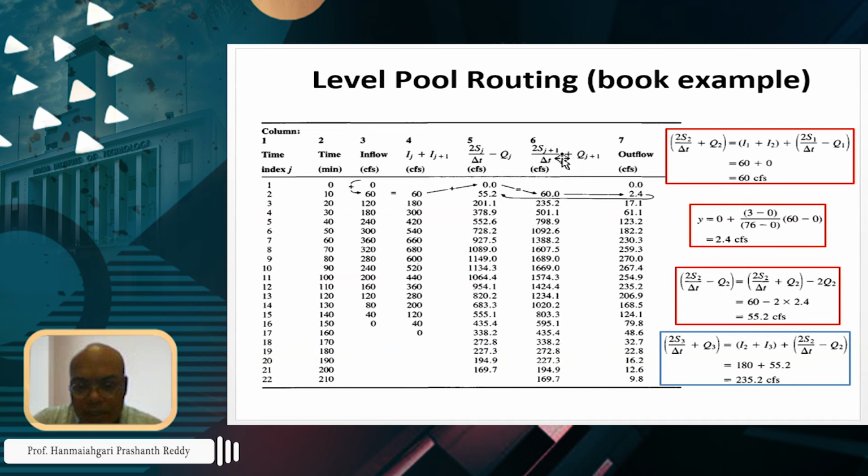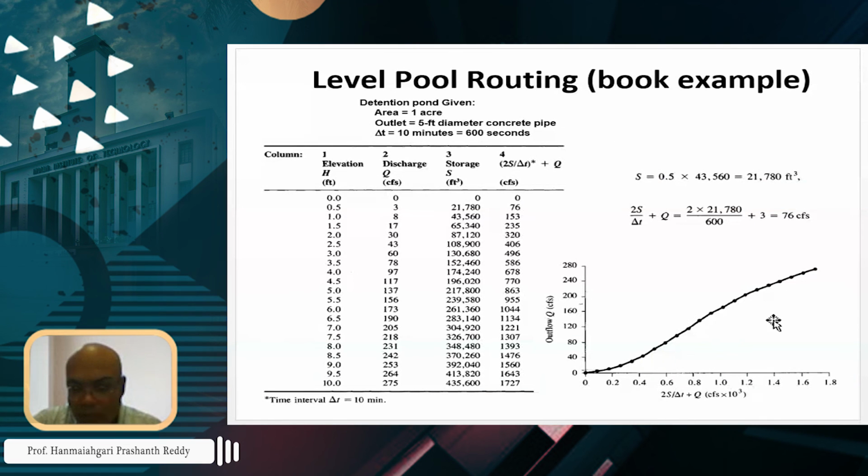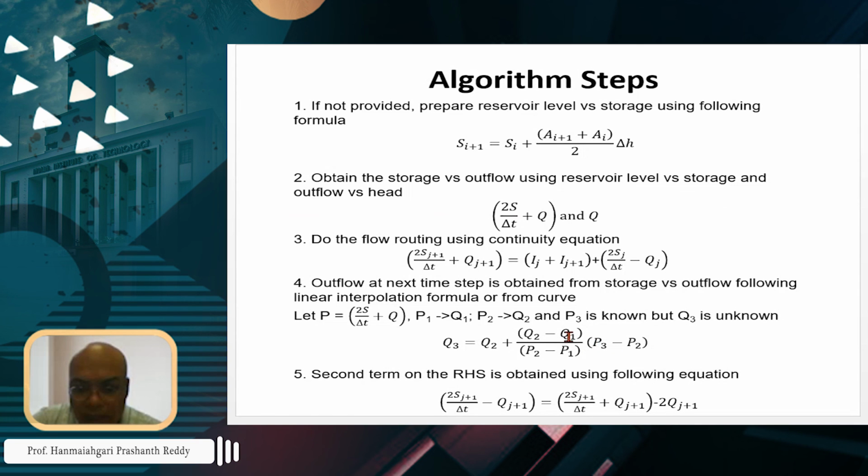So 2Sj plus delta t, the 60, we need to calculate the outflow from this curve. You see, don't confuse here, the x-axis is in terms of 10 power 3. Somewhere the 60 comes here. For that we have to calculate outflow, that comes to 2.4. But alternatively we can do linear interpolation. That interpolation is given here.